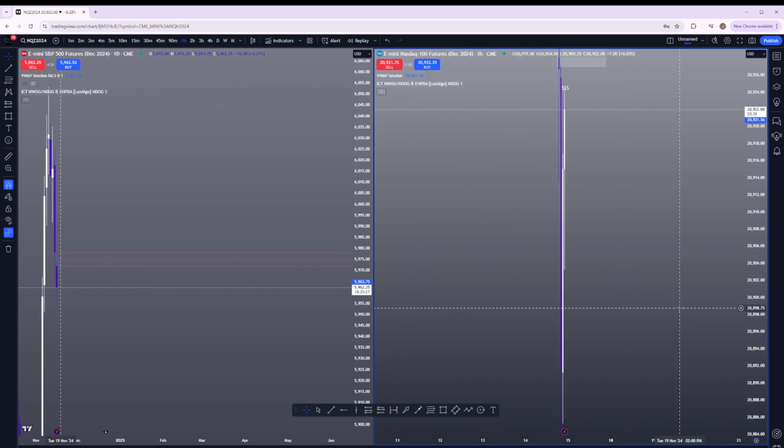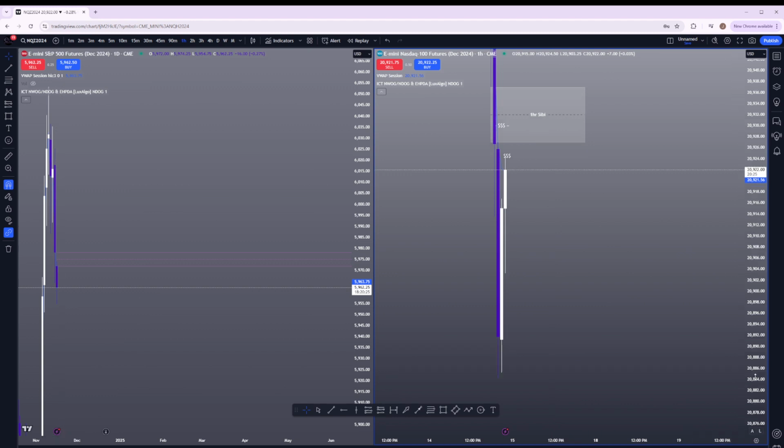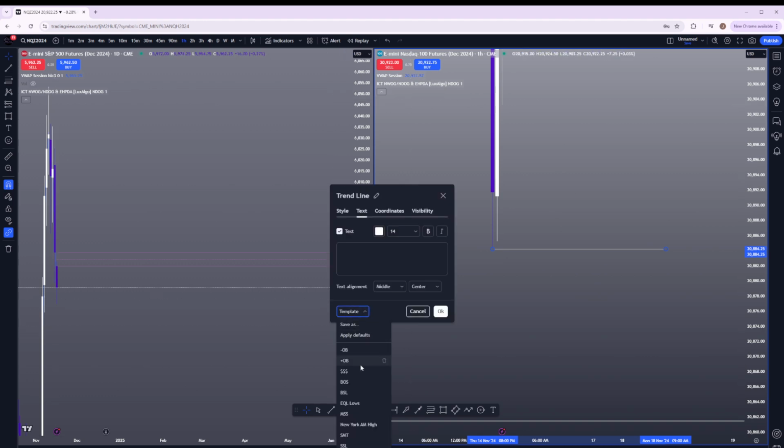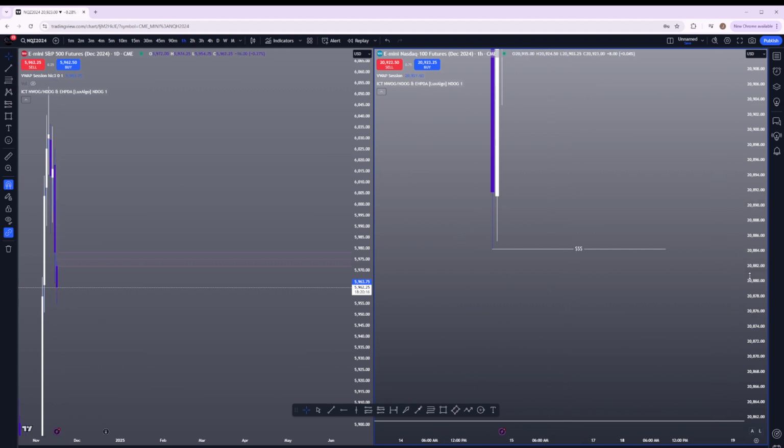So where's our external sell-side liquidity? Right here. We left behind relative equal lows down here on the hourly. Boom. That is sell side because now we have a bunch of liquidity resting right below this level.